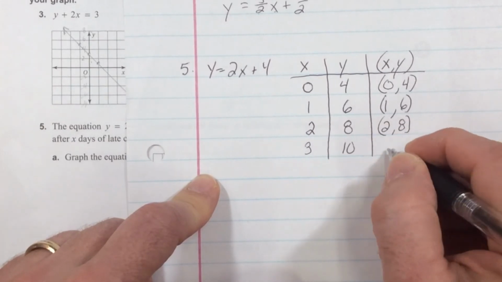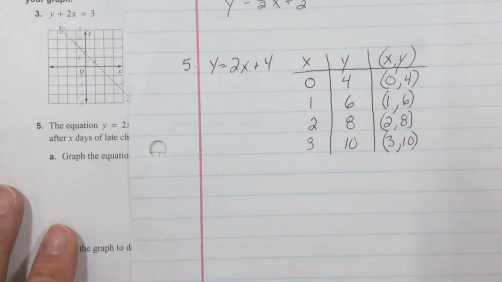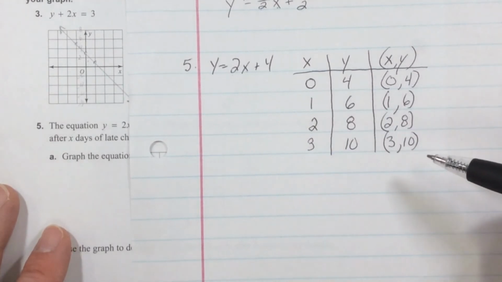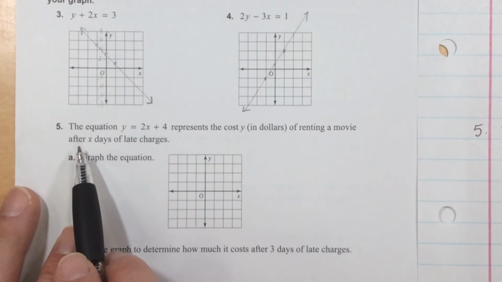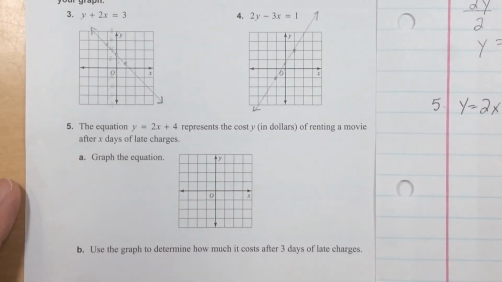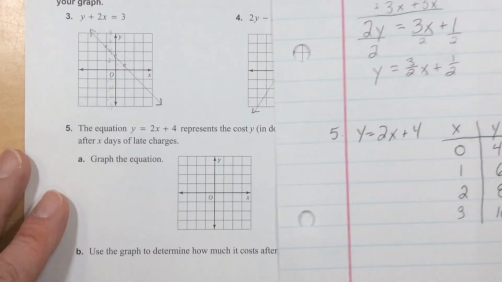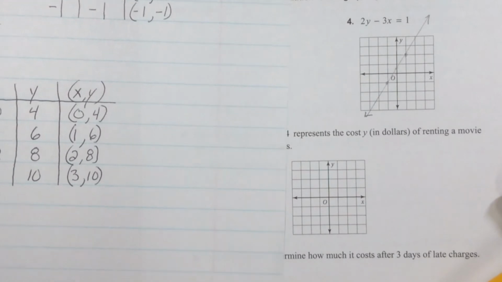And then if I put in 3 days of late charges, 2 times 3 is 6, plus 4 is 10. 3, 10. Now notice I didn't put a negative number in for x this time like I normally do. Well, that doesn't make any sense to put in a negative number because that would be a negative number of days of late charges. It would be like the movie place owes you money because you have a negative number of late days. So we're supposed to graph this. So here are my points.